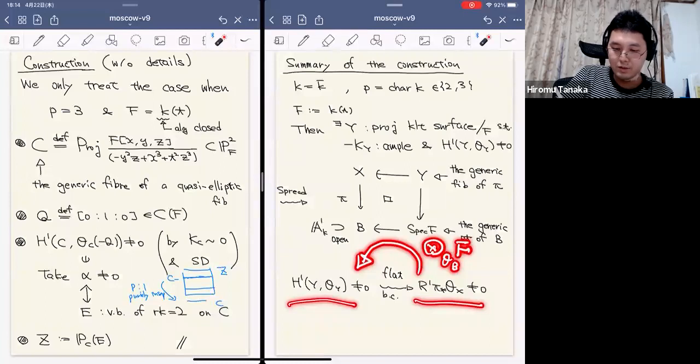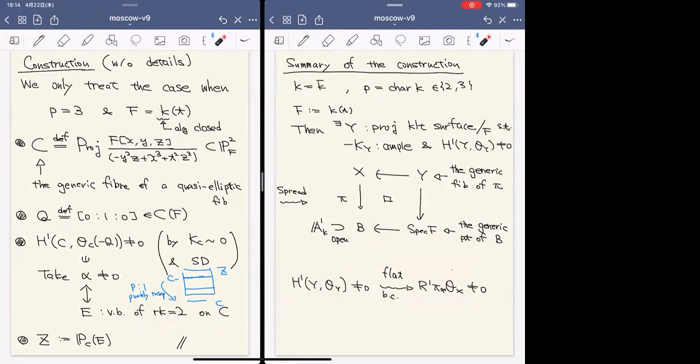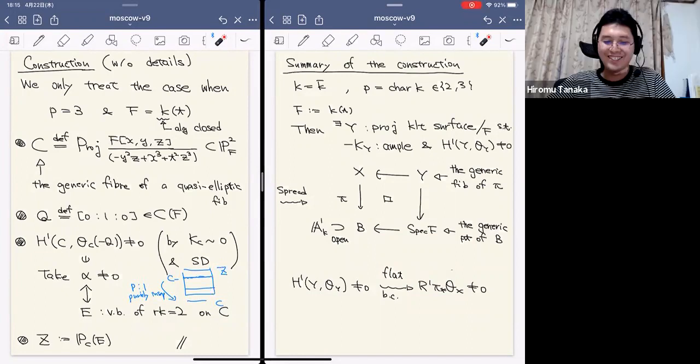So if left is non-zero, then right is non-zero. Actually, I think you don't really need a flat base change here. Just your B is affine, and therefore H1 is just H0 of the first direct image. Okay, right. Okay, thank you.